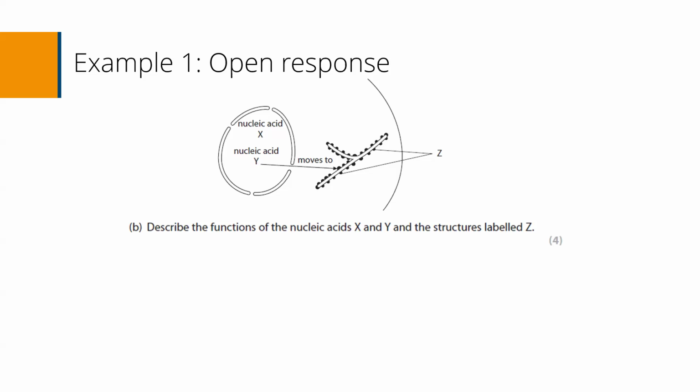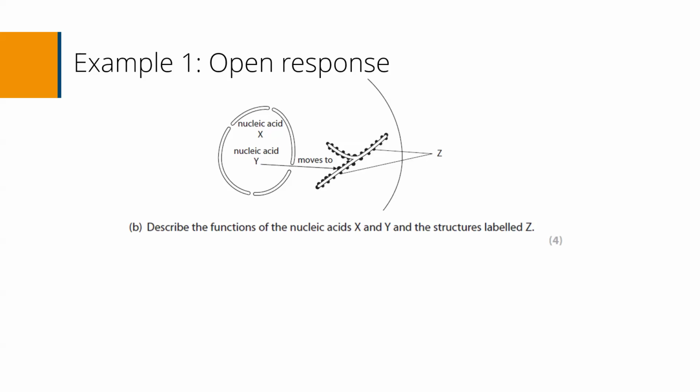Although it's less common to have describe as an opening to an open response question, the question shown is an example of this. Open response questions carry more marks and often require students to explain, compare, or evaluate. These command words give students more scope for answering in depth. So: describe the functions of nucleic acid X and Y and the structure labeled Z. This is, again, a longer open-ended question. It's probably got elements of AO2 in it because they have to identify X and Y to be able to describe the function. Likewise, they need to identify Z as a ribosome to describe its function. So it's an open-ended, longer type question.